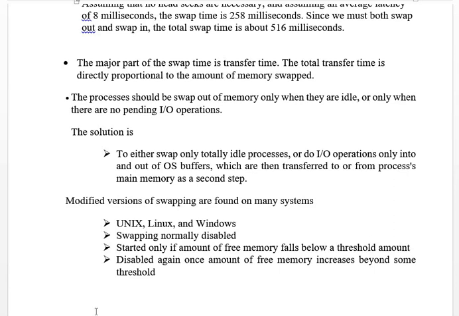So the only solution to avoid this is to either swap only totally idle processes, or do input and output operations only into and out of the OS buffers, which are then transferred to and from the main memory as a second step.